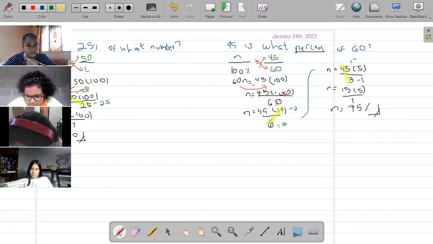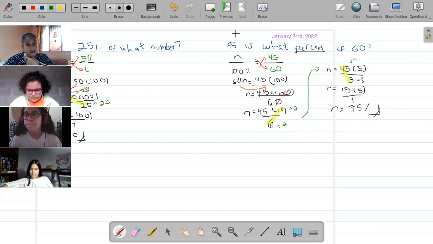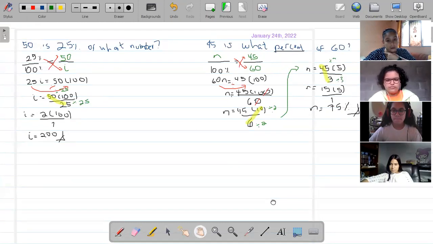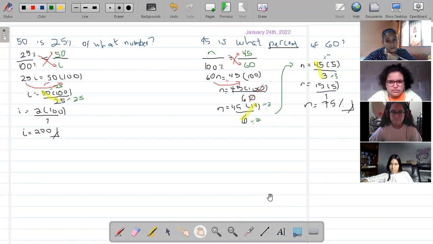Questions? This is how we find the percentage when they are not giving us any percentage. This is how we find the whole when they don't give us the whole. They give us the percentage and the little part. Okay? Questions so far? It is easy, right?